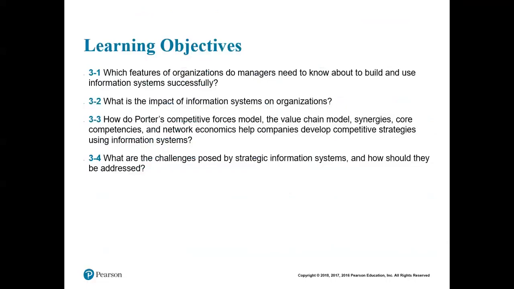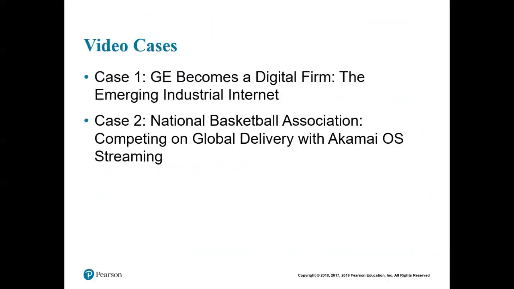So what are we looking for in this chapter? We're looking at what features of organization managers need to know about to use information systems. We're going to look at the impact of information systems. We're going to look at Porter's competitive forces model. We're not really going to look at the value chain model. I've taken those out of the slides. We'll look at synergies and core competencies, and we'll look at challenges posed by information systems, the biggest of which is change.